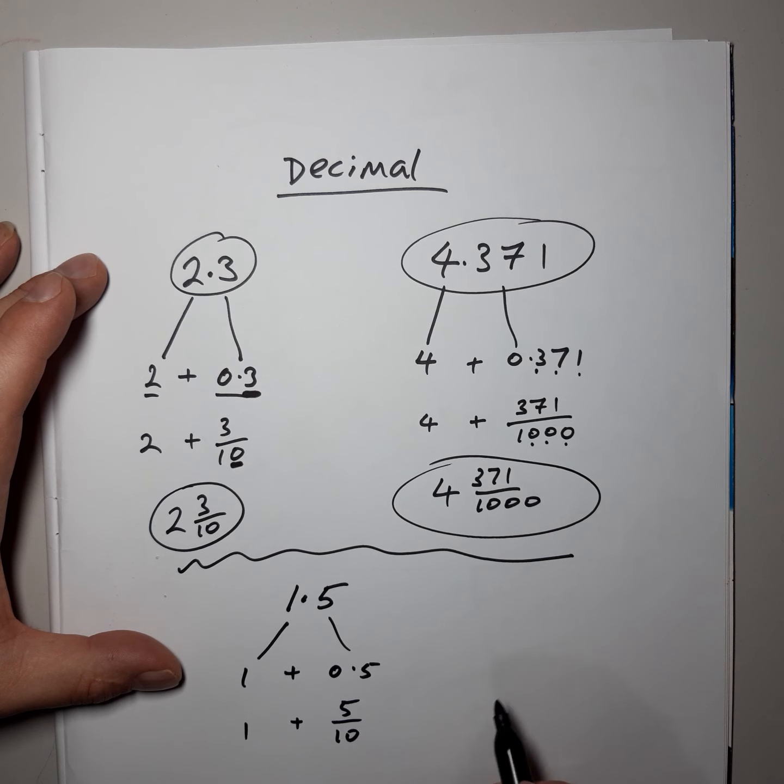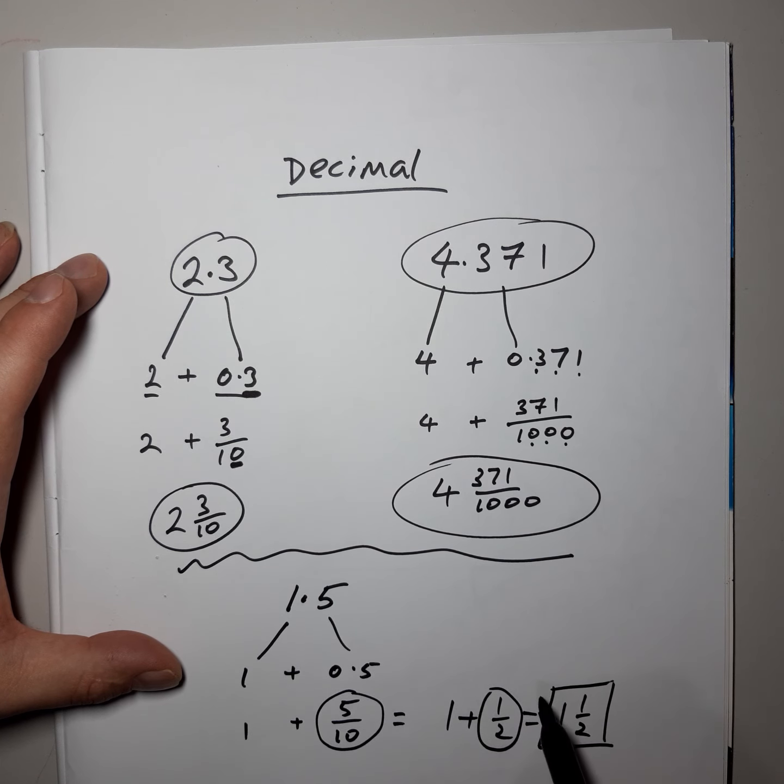Okay, so I could actually rewrite this as 1 plus 1/2 and write 1.5. That's because some fractions can be simplified. So 5/10 can become 1/2. So in this case, 1.5 is the same as 1.5.